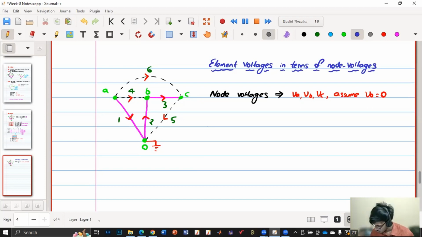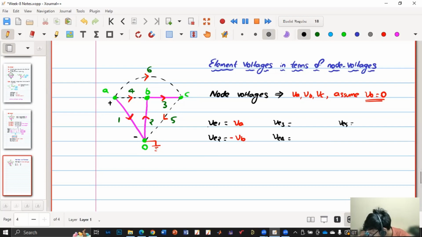Okay. So if I write VE1, V element 1, what is it? It is VA minus V0, because the polarity will be like this. This is plus, this is minus, right? So VA minus V0, and it will be VA because V0 we have assumed 0. Similarly, VE2 is V0 minus VB, so this will be minus VB. Similarly, what is VE3? Anyone? What is VE4? Can you tell me?